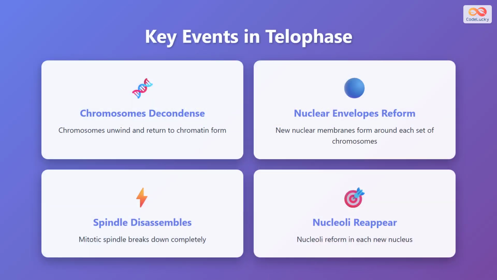Four major events occur during telophase. First, chromosomes decondense. The tightly packed chromosomes begin to unwind and return to their relaxed chromatin form. Second, nuclear envelopes reform. New nuclear membranes form around each set of chromosomes at opposite ends of the cell. Third, the spindle disassembles. The mitotic spindle that pulled chromosomes apart breaks down completely as it's no longer needed. And fourth, nucleoli reappear. The nucleoli, which disappeared during prophase, reform in each new nucleus. These events work together to recreate the nuclear environment.